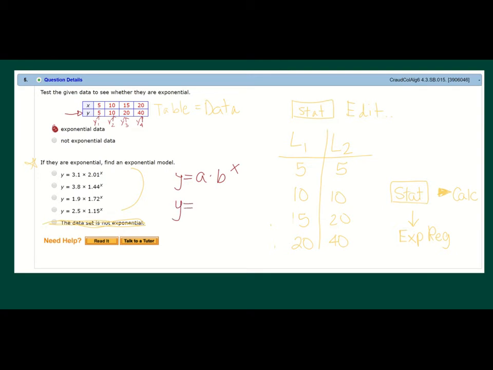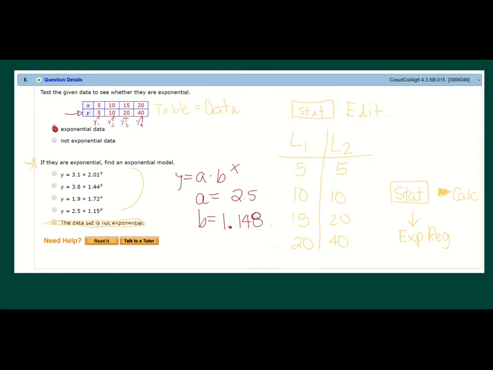I have y equals, oops, let me just show you exactly what the calculator returned actually. I got an a value of 2.5, and this is the calculator's a value. It's not the a value that indicates a growth factor. Then I got a b value in my calculator of 1.148.